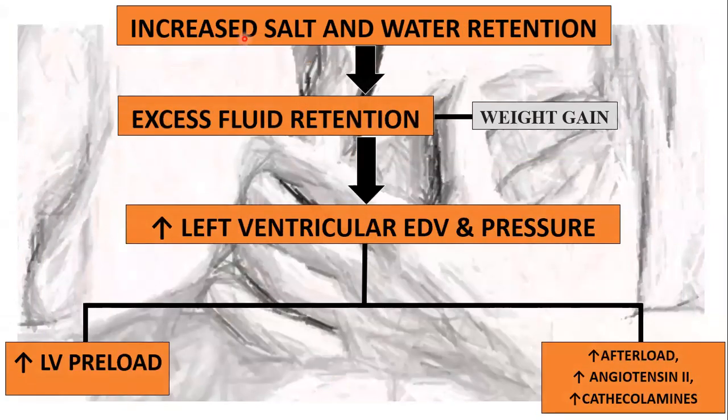Now, the excess water retention would be the important explanation of the symptoms of heart failure. And it could manifest as weight gain because of the excessive fluid retention. And then this would now cause an increase in left ventricular end diastolic volume and pressure. It would lead to two effects, increase in left ventricular preload and increase in the afterload, angiotensin 2 and catecholamines. So we'll be discussing this one at a time.